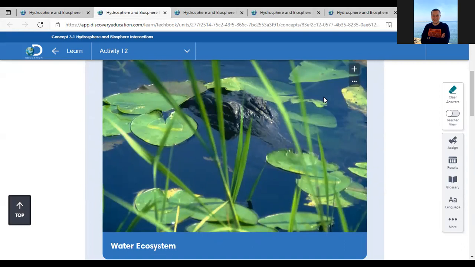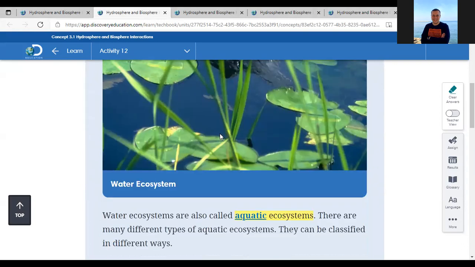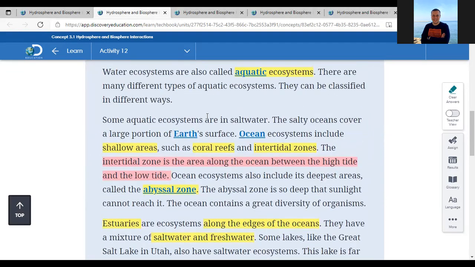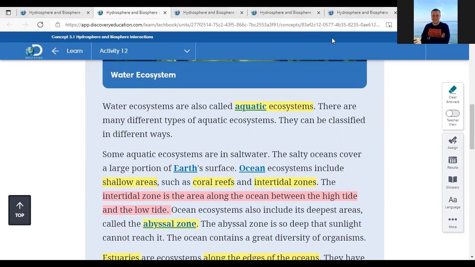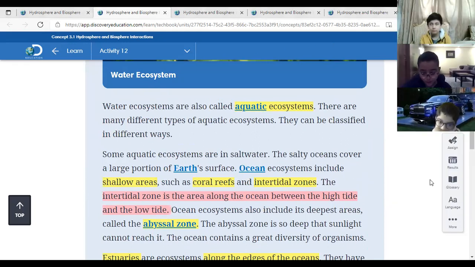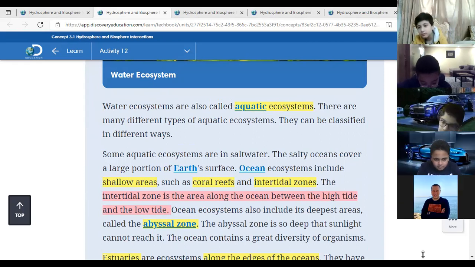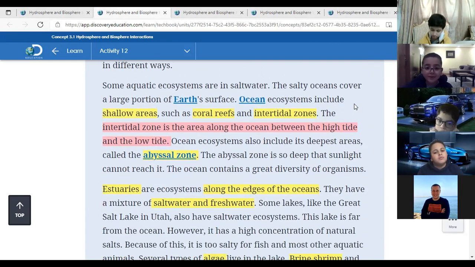So let's read these paragraphs. This is a water ecosystem. So the first paragraph, Jawad, can you read it? Water ecosystems are also called aquatic ecosystems. Yes. There are many different types of aquatic ecosystems. They can be classified in different ways. Thank you. That's enough. So we'll talk about the different types of aquatic ecosystems. Jawad, turn off your microphone automatically when you finish. Mustafa?